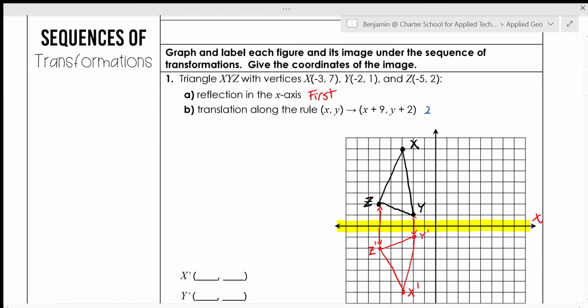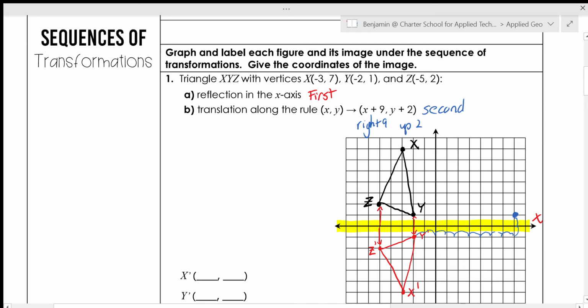So second, okay, second. Once you do that, this means right 9 and up 2. So we're going to take the red triangle, the one we moved or reflected, and move it 9 to the right. So 1, 2, 3, 4, 5, 6, 7, 8, 9, and then 2 up. 1, 2.